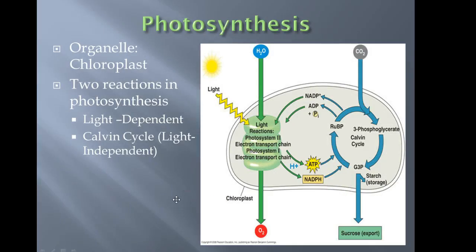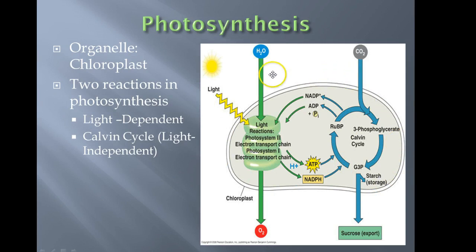Okay, now the thing that we use to complete photosynthesis is called a chloroplast. And there are two reactions. We're going to talk about those in another video in more detail. Light-dependent reactions and Calvin cycle, or light-independent. Okay, those mean the same thing. All right, this is just a little example of our chloroplast here.